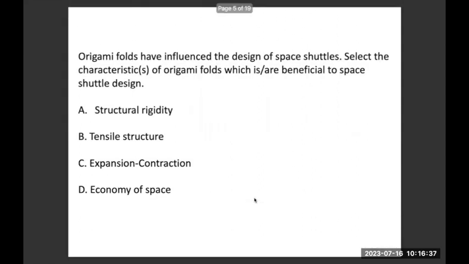The next one here. Origami folds have influenced the design of space shuttles. Select the characteristics of origami fold which are, is or are, which means one or more options are correct.